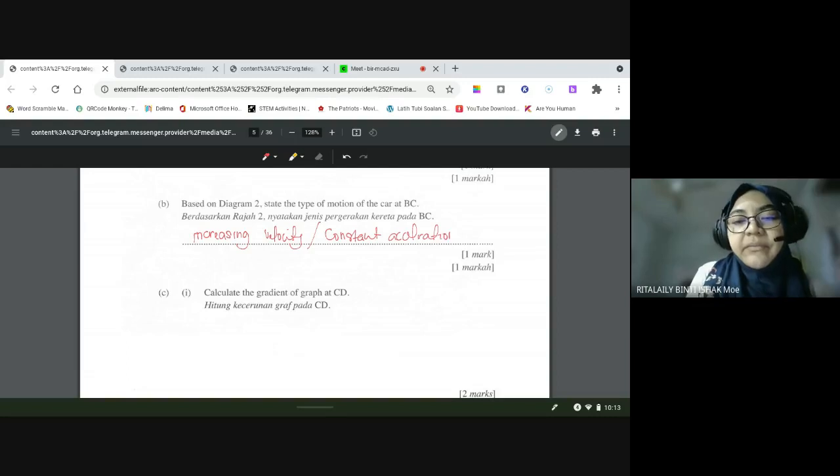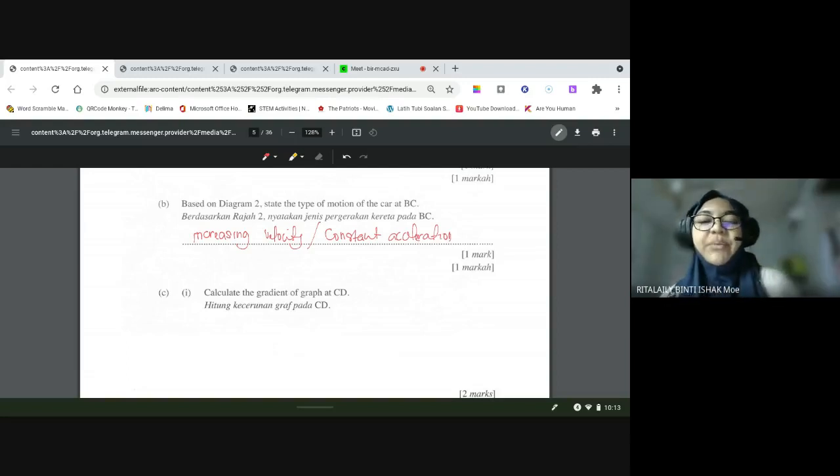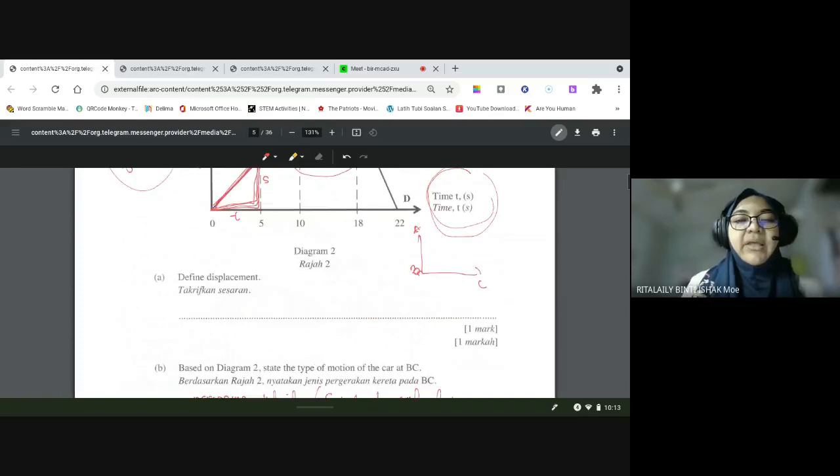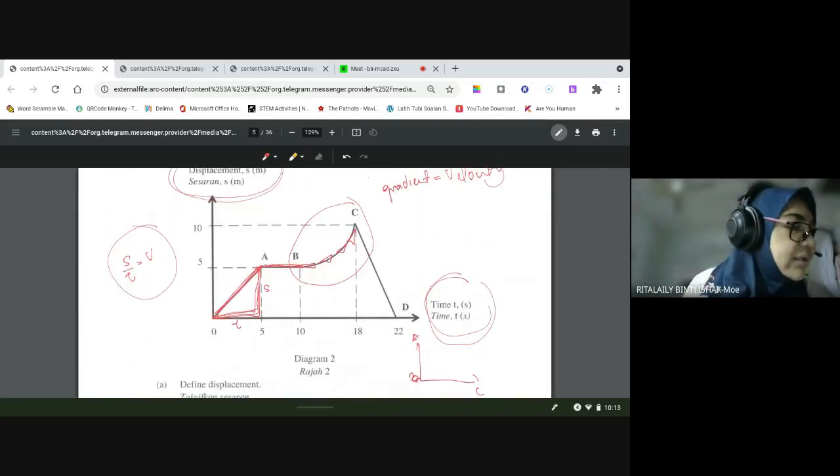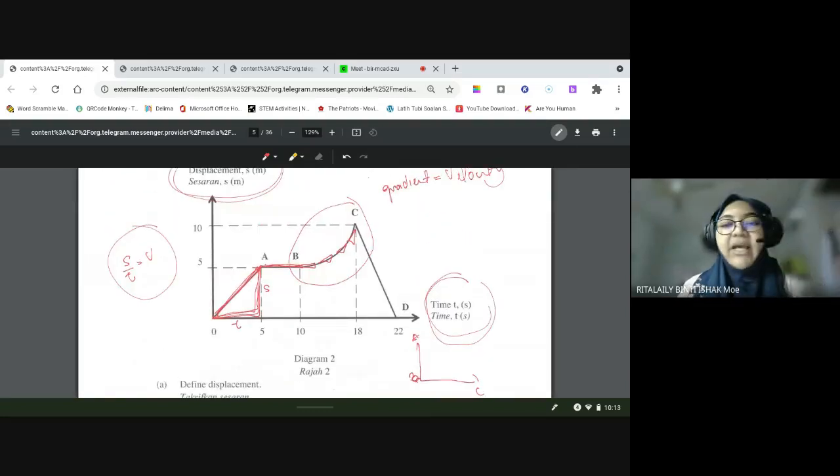Okay, constant acceleration pun diterima. Okay, so saya repeat tadi. Repeat yang mana? Okay, I repeat. From O to A, okay, kita padam.